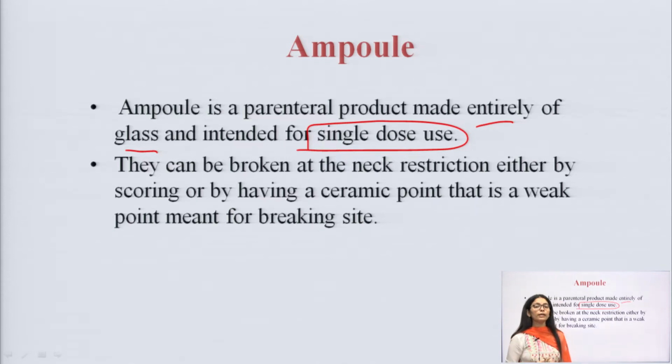They can be broken at the neck, restricted either by a scoring or by having a ceramic point, that is a weak point meant for breaking a side. For example, we have an ampule. An ampule can be easily broken by putting pressure onto the weak point that is on the neck side of the particular ampule.